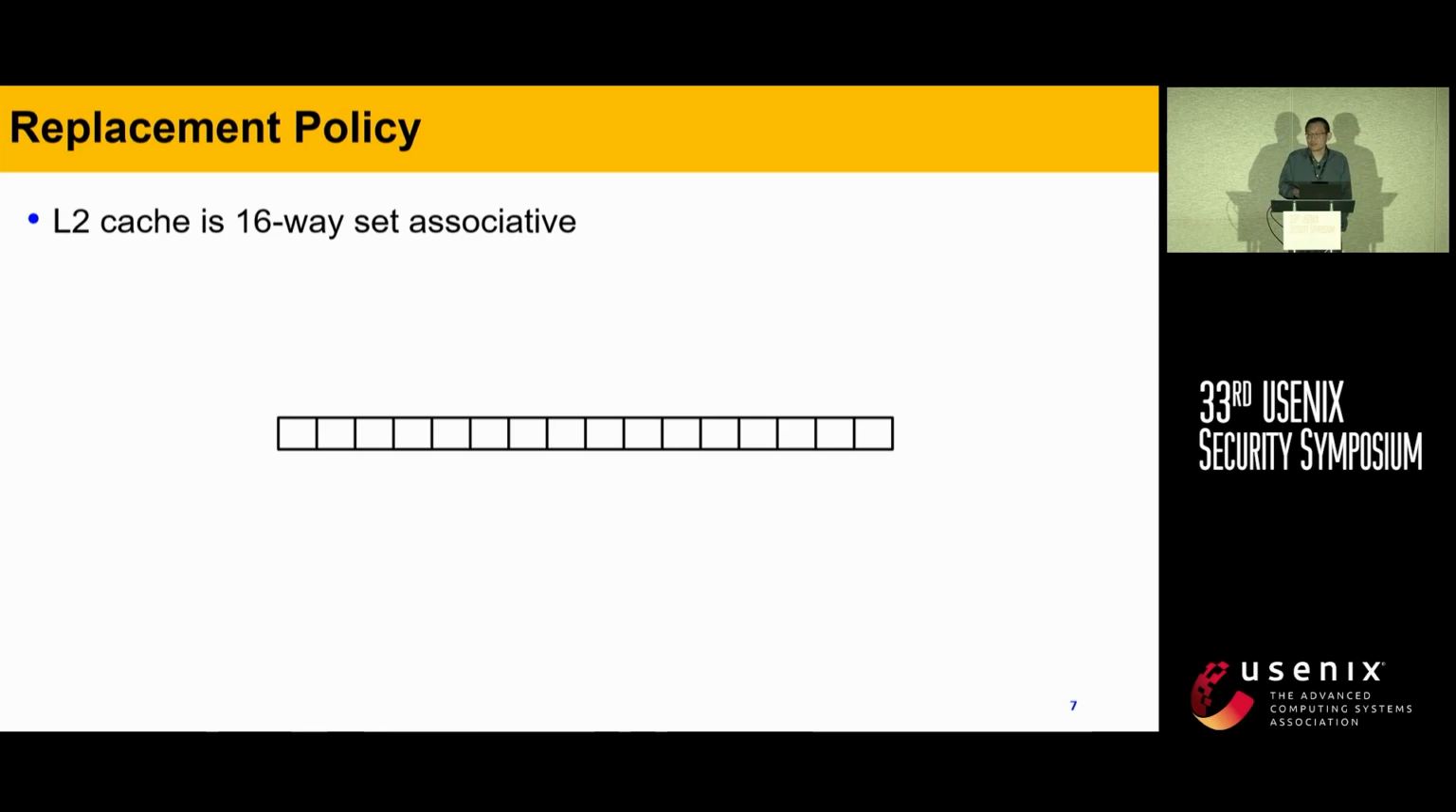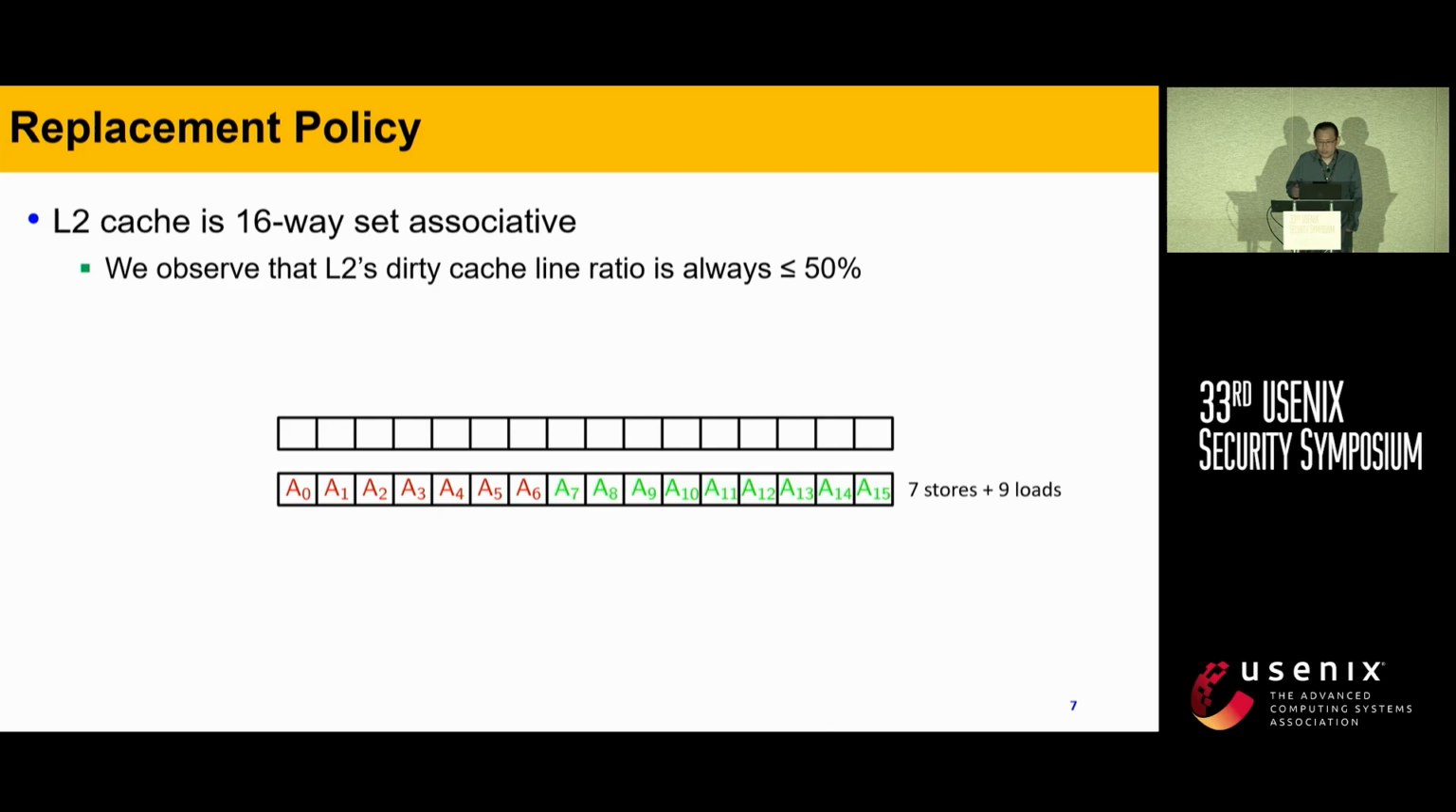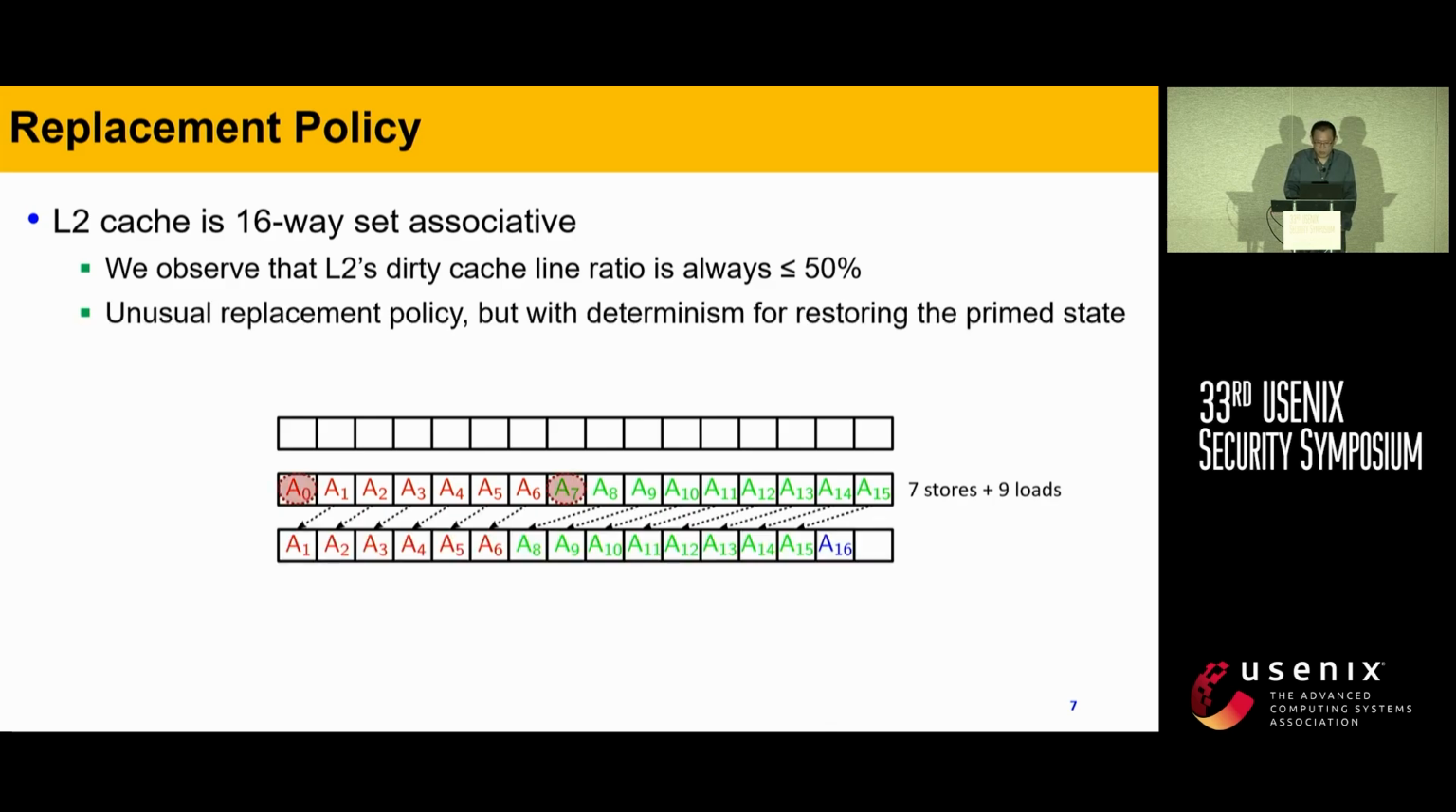So we can focus on the dynamics of replacement in L2, which is a 16-way set associative cache. An interesting finding is that L2's dirty cache line ratio is at most 50%. We discovered that using 7 stores and 9 loads to prime a cache set is deterministic. However, the L2's replacement policy is quite unusual. Basically, if the least recently used cache line is dirty and gets evicted by a load, the least recently used clean one will also be evicted. Fortunately, within the group of dirty cache lines and the group of clean cache lines, the least recently used policy is employed, which suffices for the scope of this study.